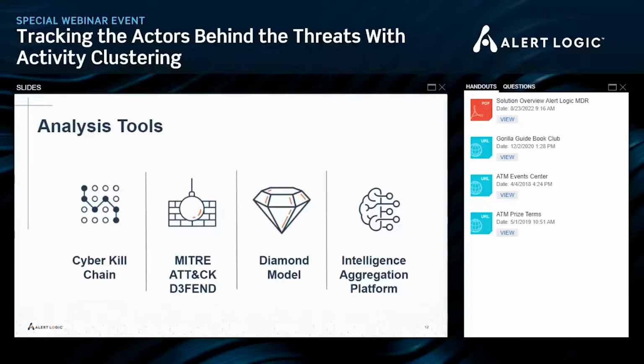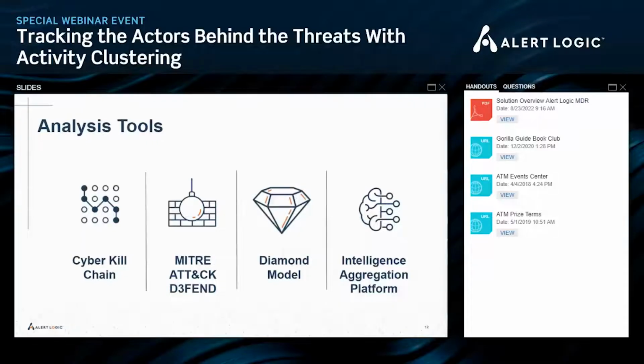Now let's look at how we do this. There really are four analysis tools or methodologies that we use in order to effectively cluster activity. The first is the cyber kill chain, which I believe a lot of people on this call will likely be familiar with, bleeding into the MITRE ATT&CK and D3FEND matrix, which then really is all brought together by the diamond model. And this, when I talk to people, is normally what people are less familiar with, but this is really crucial at pulling in the other elements that aren't just about that threat, but the people behind it.